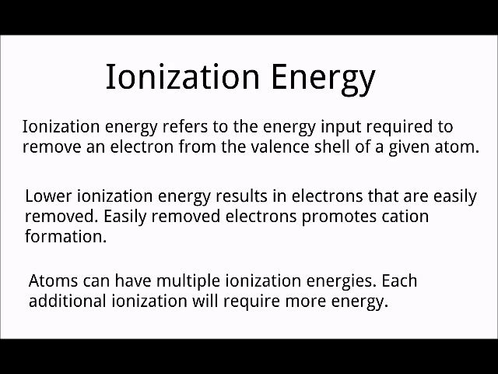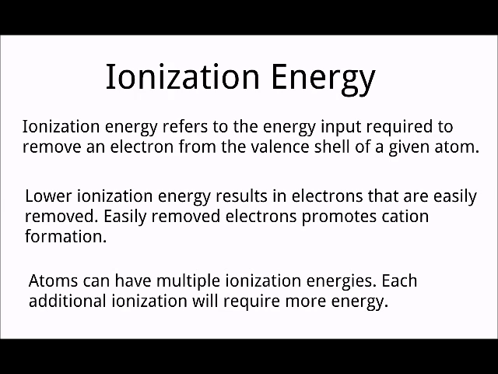Also remember that removing electrons from a valence shell is going to promote cation formation, because when we lose an electron, we take on a positive charge. When we draw our cations, we put a plus charge, and that plus charge represents a loss of electrons. So we can really view ionization energy as the ease of cation formation. How easy is it for us to form a cation with a given atom?